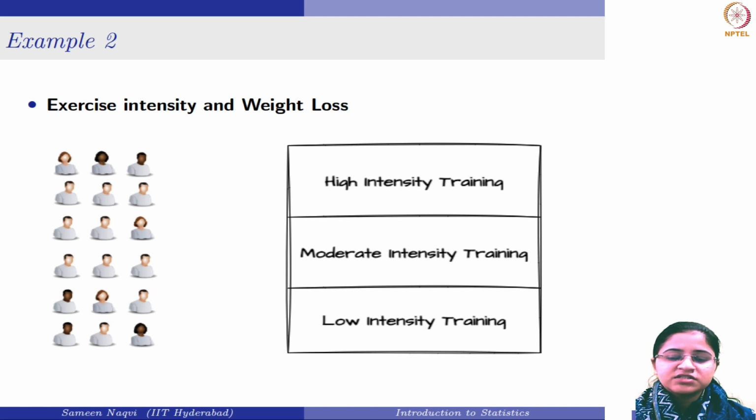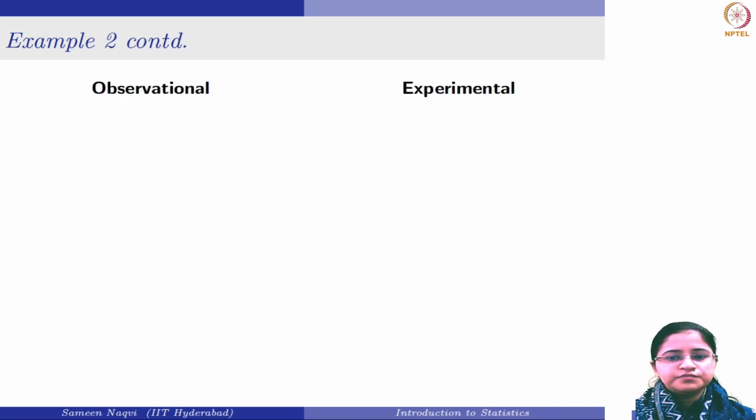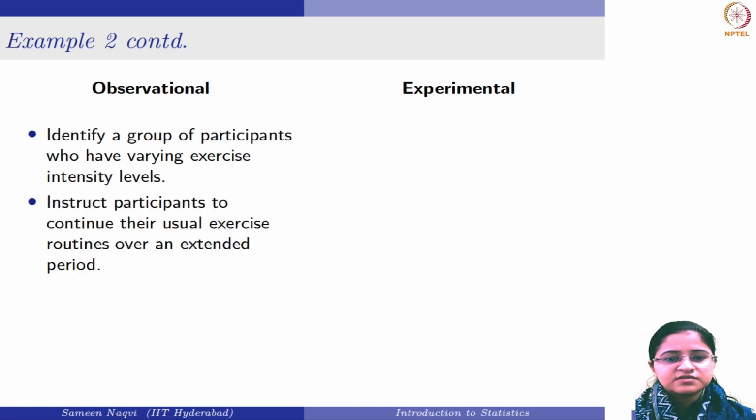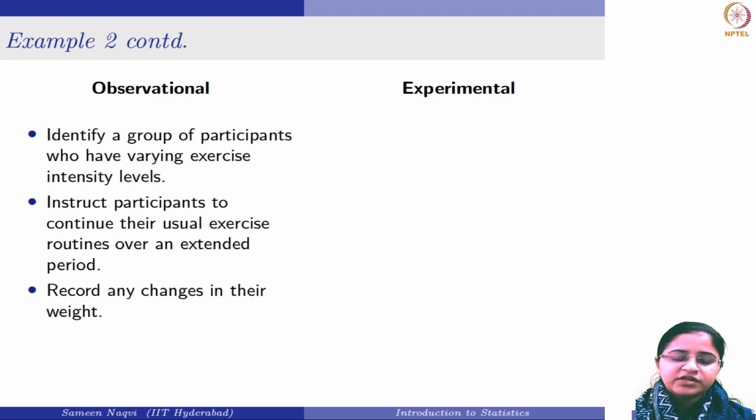So if I conduct this as an observational study, what I will do first is focus on these individuals who are already doing high intensity training. Among them I will have certain individuals who are doing moderate intensity. Likewise, we will tell them to continue their exercises, and then at the end I will ask them about their weight and record their changes. So the observational study will be very simple in this case.